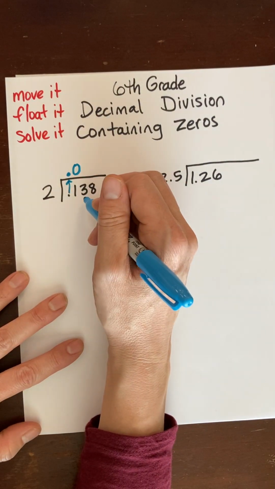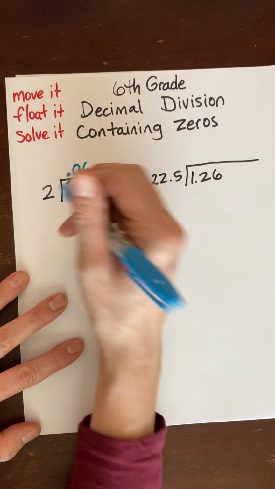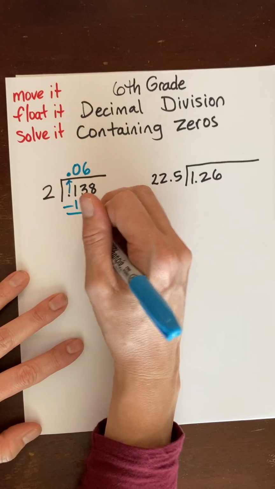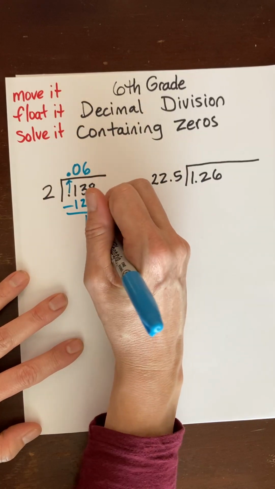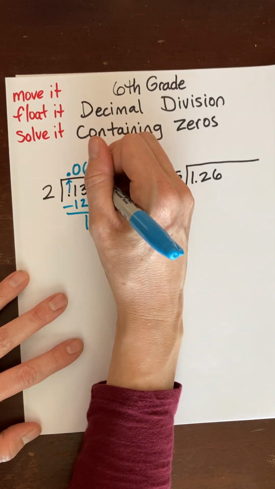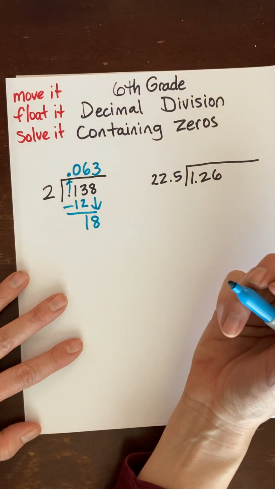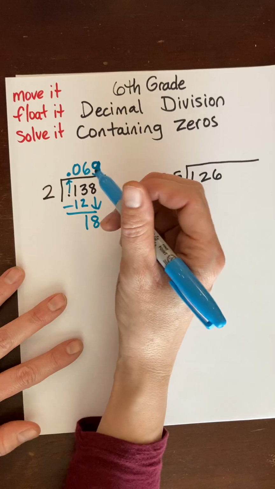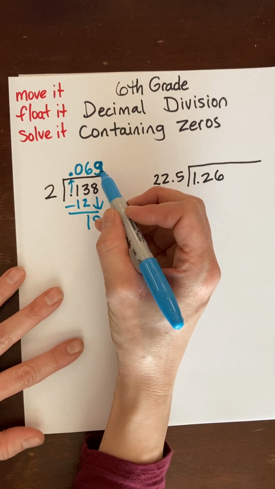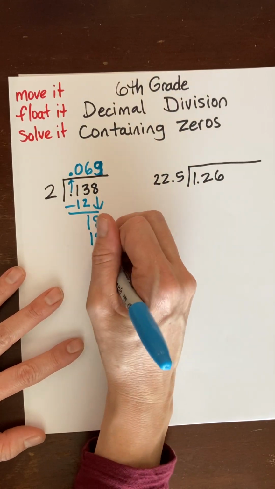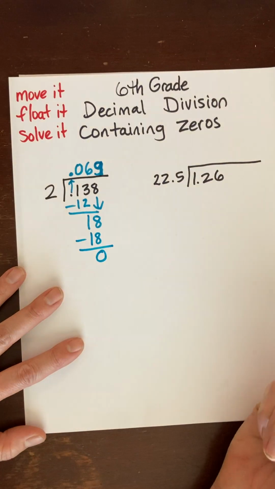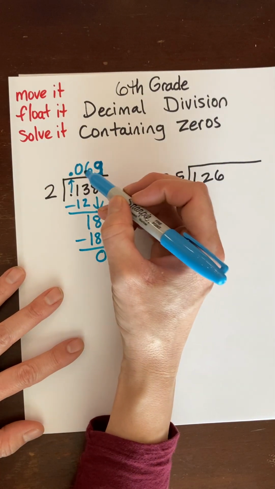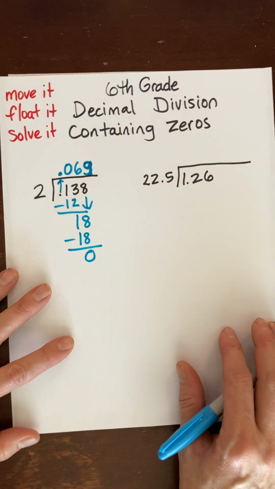All right, 2 into 13. That goes 6 times. 6 times 2 is 12. 1 left over. Bring down the 8. 2 into 18 is 3. 3 times 2, not 3. That's 9. I'm not sure what I was thinking, but teachers make mistakes sometimes. 9 times 2 is 18. 0. So our answer is 0.069. Let's look at our next one.